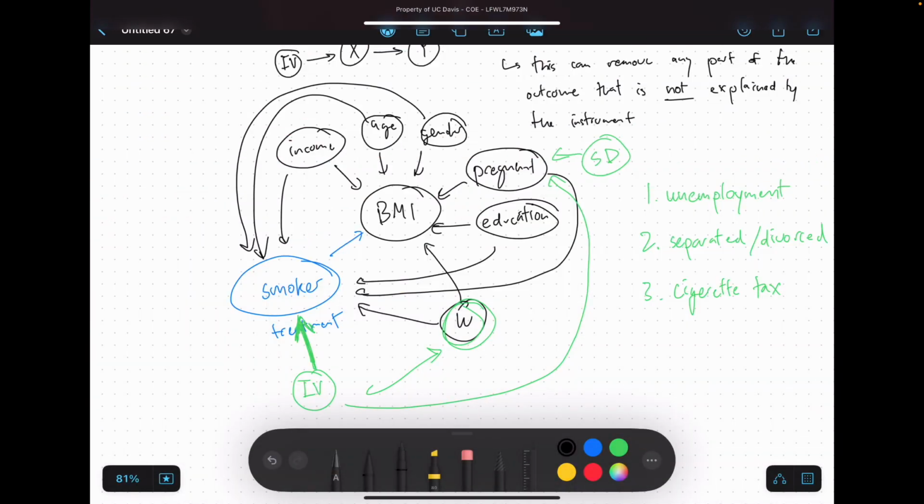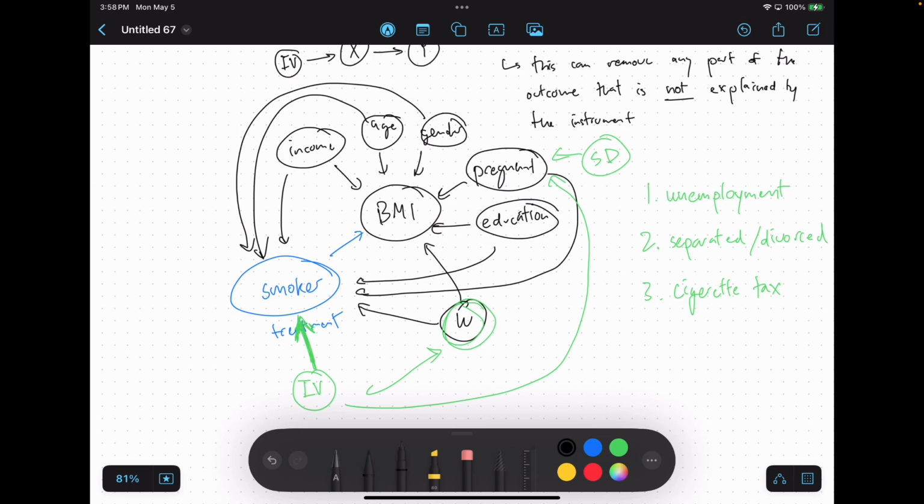And so the idea is that if I observe changes in the BMI that are observed in conjunction with differences and variation in my cigarette tax, then I can be confident that that is specifically related to whether or not people are smoking, as opposed to any of these other things.